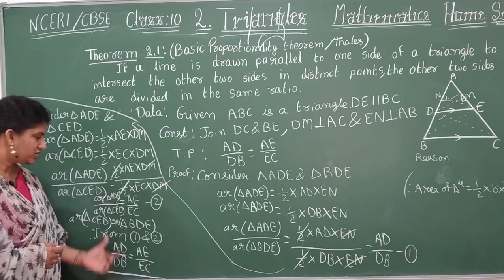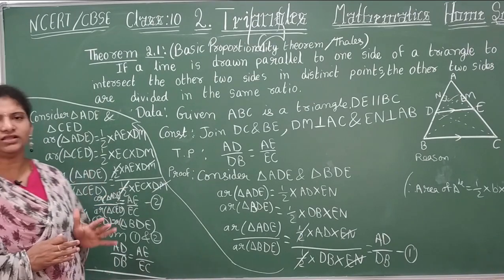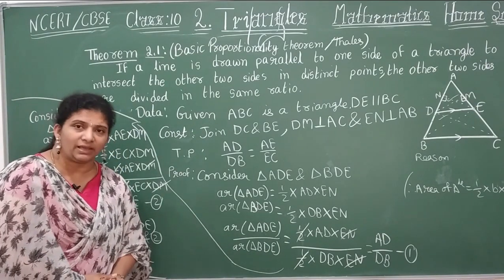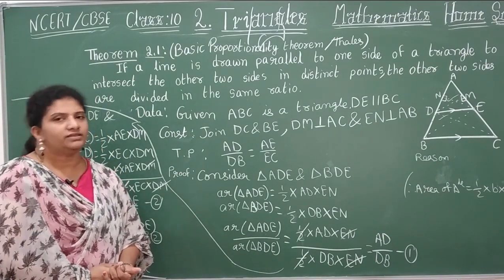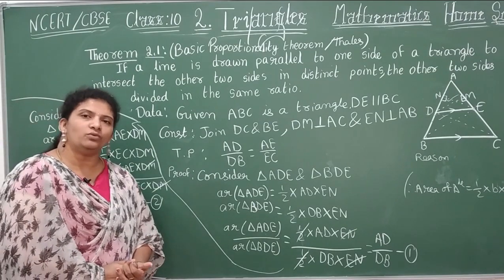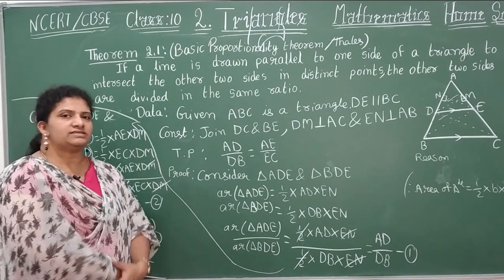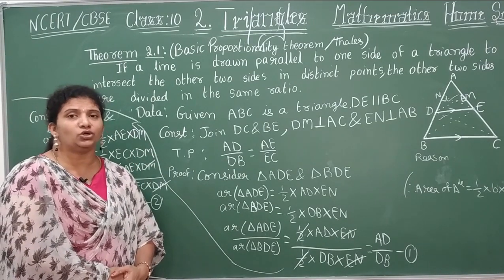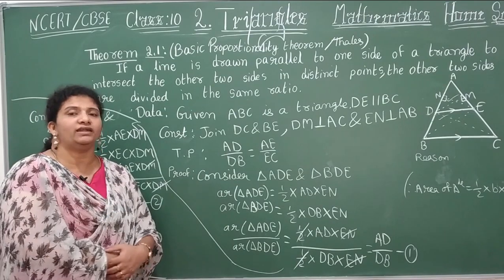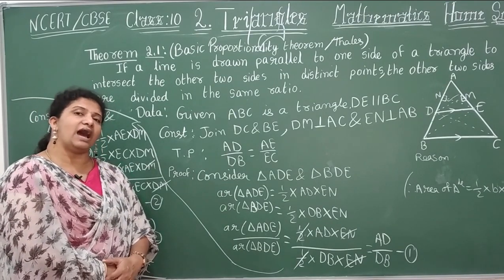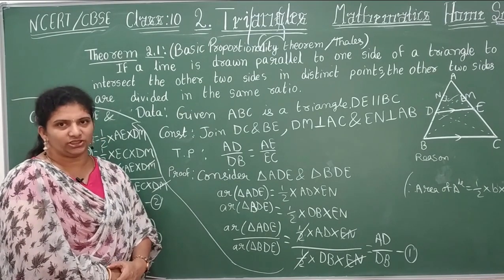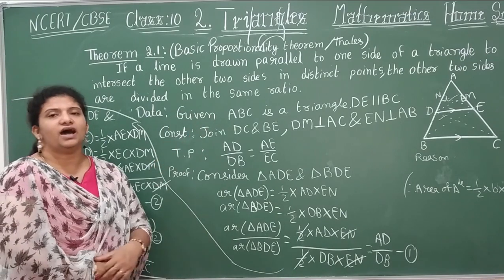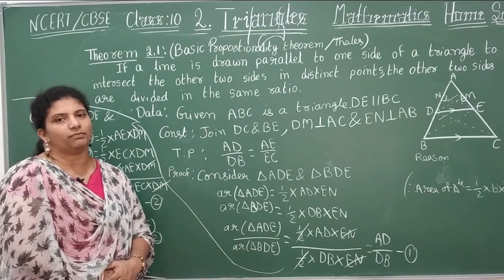Observe carefully. So, once again, I am going to tell you the theorem. Immediately you can write without saying, right? So now, what's your theorem name? Basic proportionality theorem or Thales theorem or theorem 2.1, right? So what is the statement? If a line is drawn parallel to one side of a triangle, it divides the other two sides in proportion. Or the line touching at two distinct points, the other two sides are in proportion.